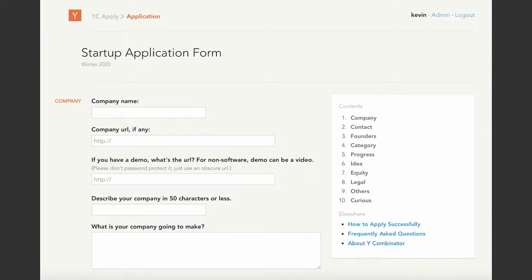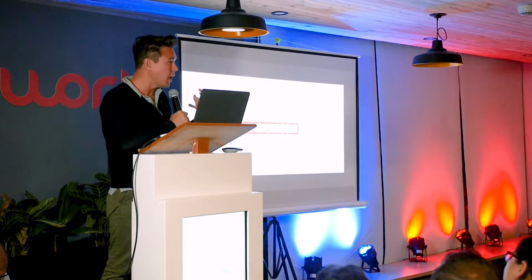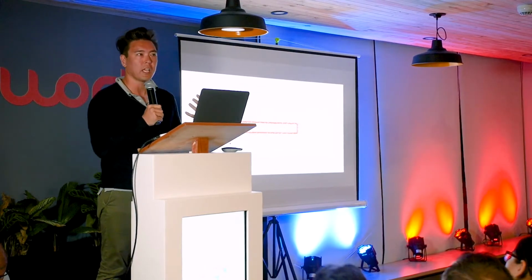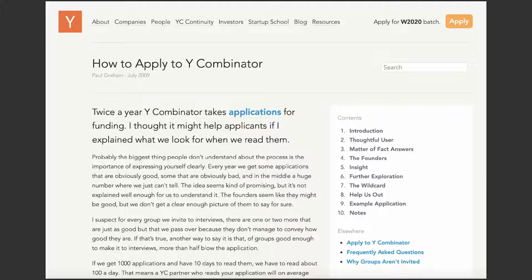This is the YC startup application. Basically, these are all the questions that we ask that YC partners will use to evaluate your startup. Down here, when you're filling out the YC application, we actually link to a couple of things, and one of them is how to apply successfully. I can't tell because I read so many applications, but it feels like founders are not reading that essay. It was written by Paul Graham in 2009, and almost everything in there still holds to this day, and people still make mistakes from it.